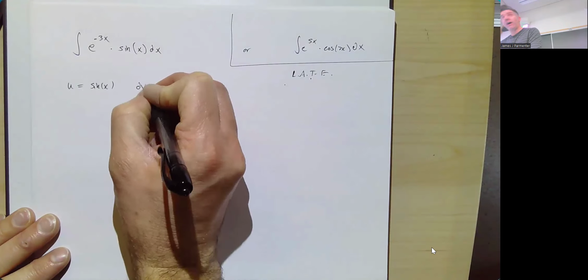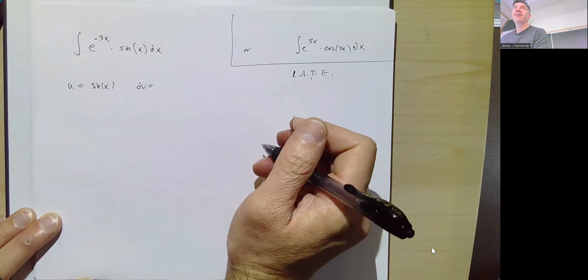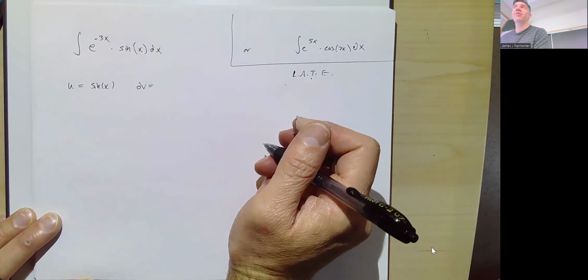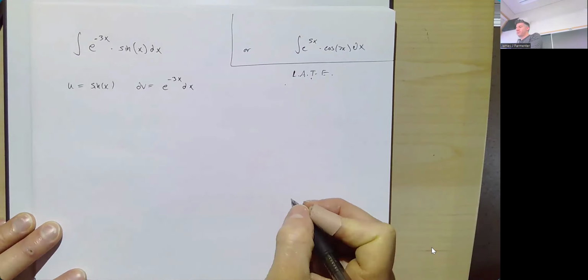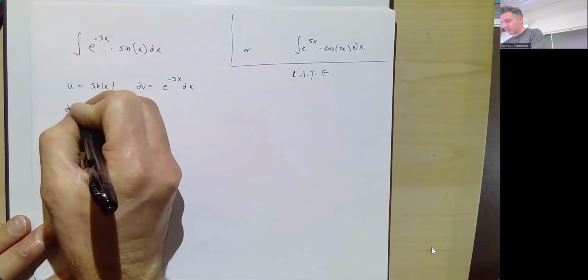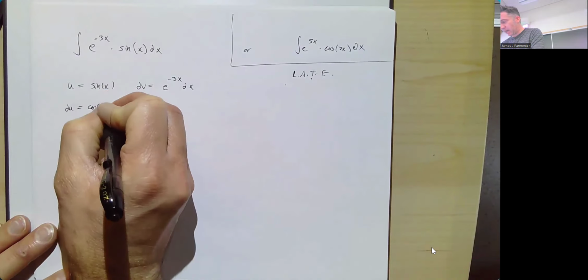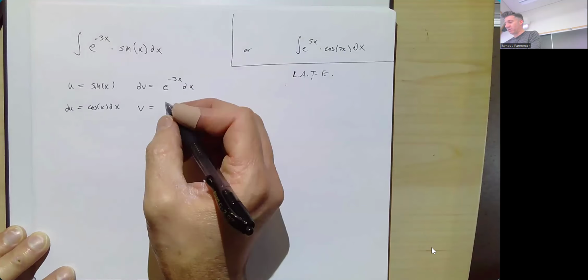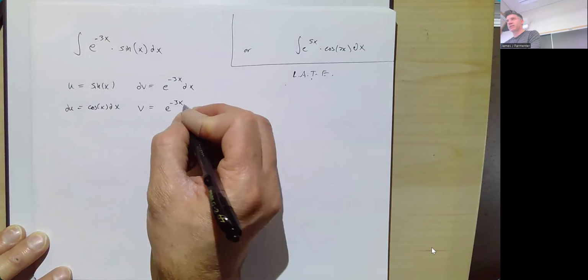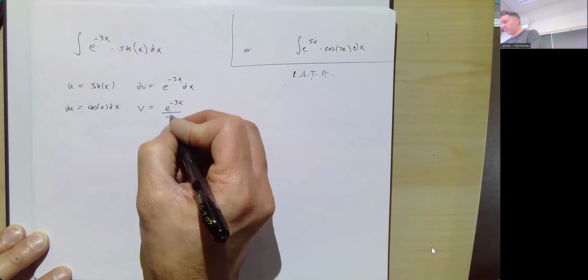dv is going to be what? The rest. e to the negative 3x dx. And then my du is cosine of x dx. v is the antiderivative of e to the negative 3x, which is e to the negative 3x divided by negative 3.